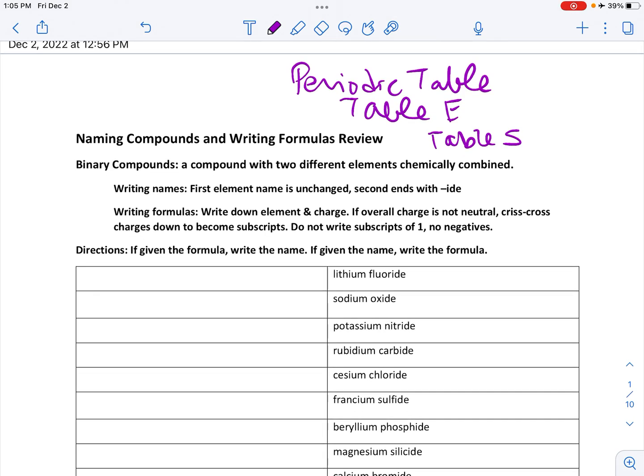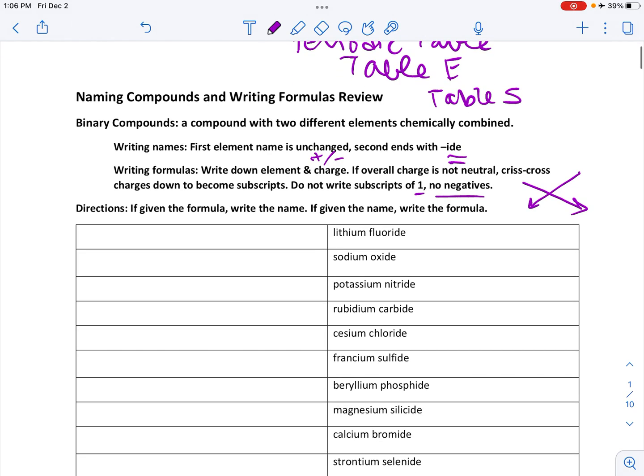Some review. A binary compound has two different elements that are chemically combined. When you're writing names, the first element name is unchanged. The second, you'll change the ending to IDE. When you're writing the formulas, you put down your elements, you put down your charges. By charges, I mean oxidation states, either plus or minus. If your overall charge is not neutral, we're going to crisscross. That means top left to bottom right, top right to bottom left. And then those become subscripts. We will not write ones, and we will not keep anything negative because now they represent whole numbers of atoms.